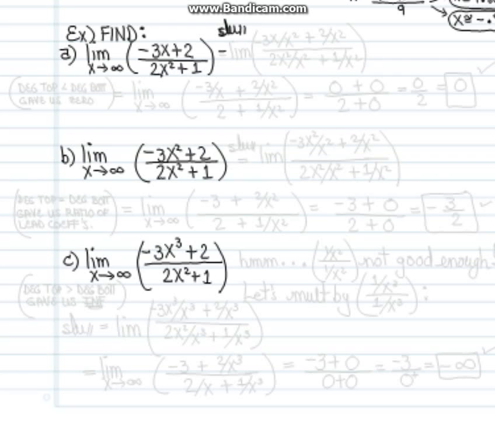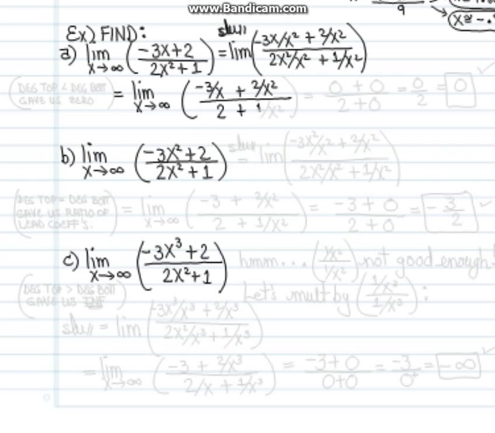Our solution is we're going to divide the top and the bottom by the highest power of x in the function. It's x squared. So we'll distribute that multiplication of 1 over x squared on the top and on the bottom. Here's what we get. When we simplify it, we get the limit of negative 3 over x plus 2 over x squared. On the bottom, we get 2 plus 1 over x squared. You know that the limit of 1 over x to any rational power is going to give you 0. So we've got 0 plus 0 over 2 plus 0, which is 0.